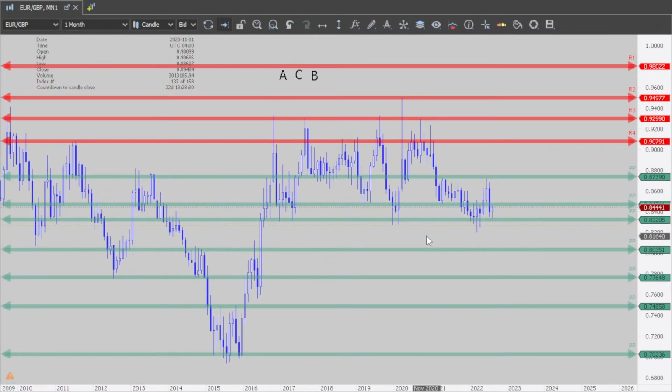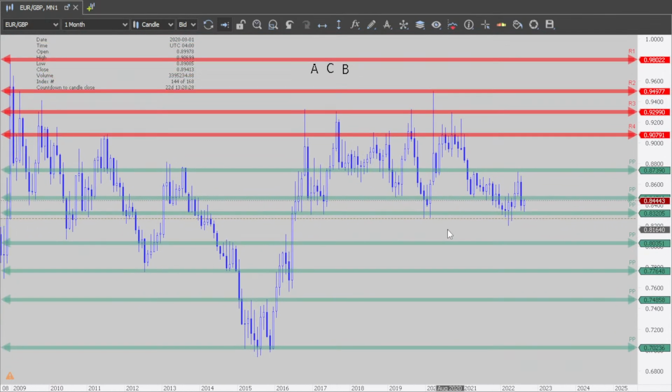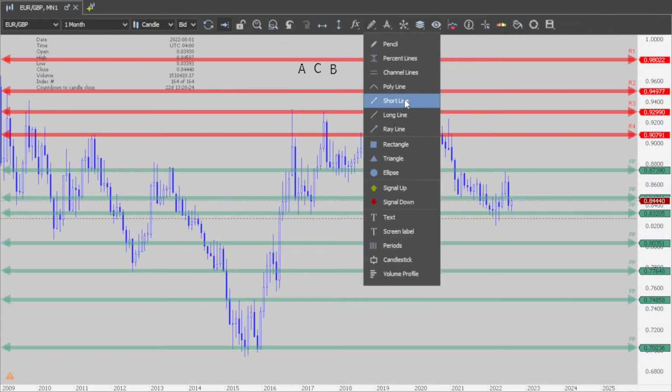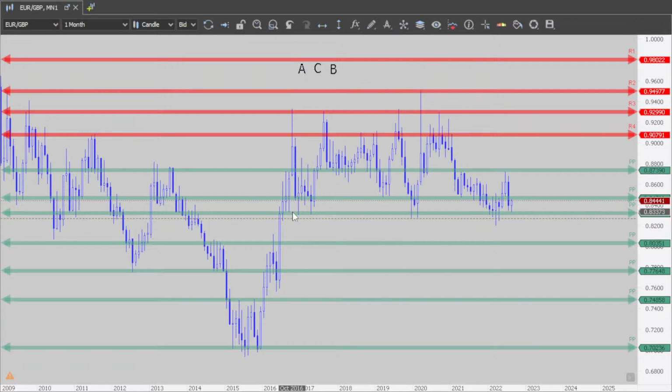Okay. So, everybody, this is the Euro GBP monthly chart. Some of you know it, some of you don't know it. This currency pair is in consolidation.